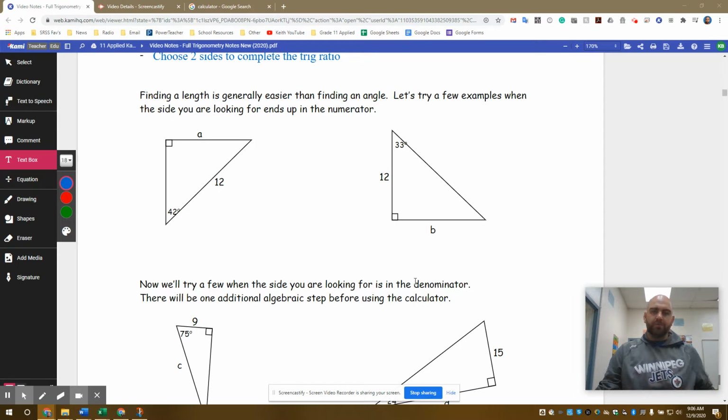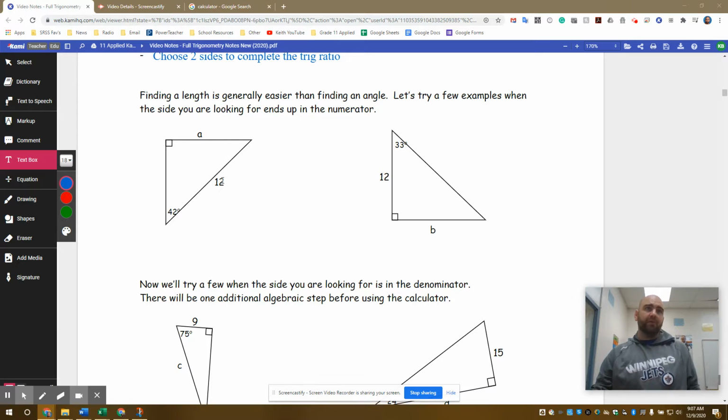So using trig ratios, and again, this is a review from grade 10, we're going to take a look at how do we find the length of a side. Now, generally, that's maybe a little bit easier to do as there's less steps involved, or one less step involved. We're going to take a look at how do we find the length of a side based on an angle. So let's take a look at a few examples.